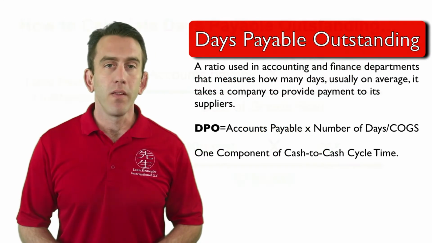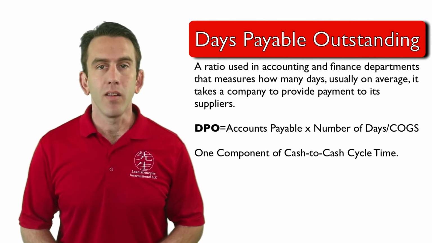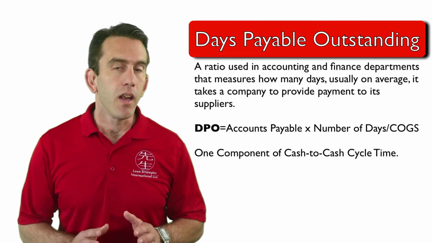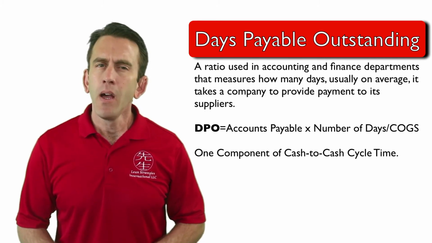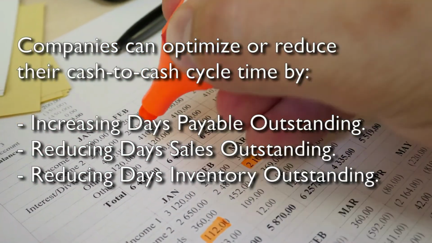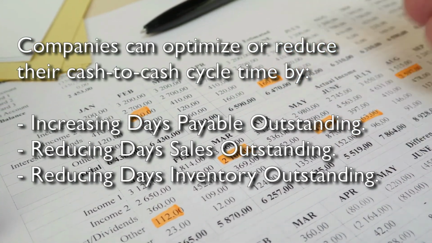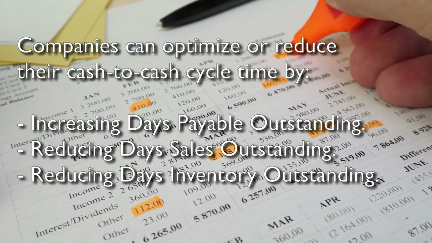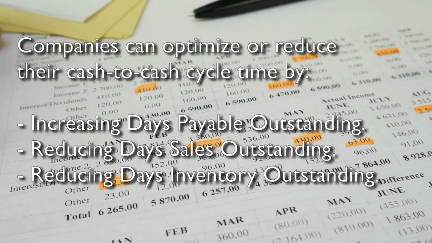It should be noted that days payable outstanding is the opposite of days sales outstanding and is also a component of the cash-to-cash cycle time. Why is this important? It tells us that companies can optimize or reduce their cash-to-cash cycle time by increasing DPO or by reducing DSO or DIO.